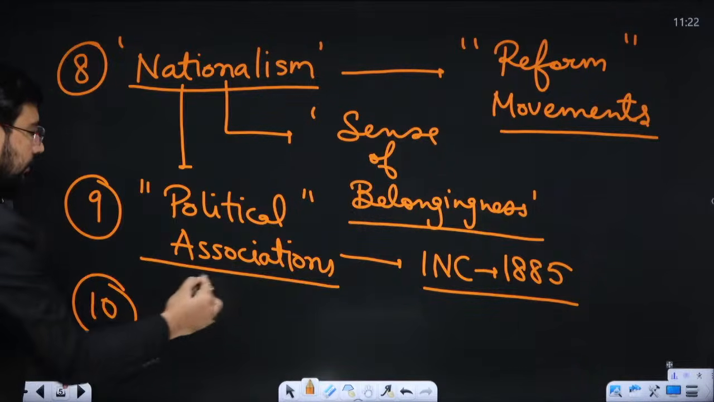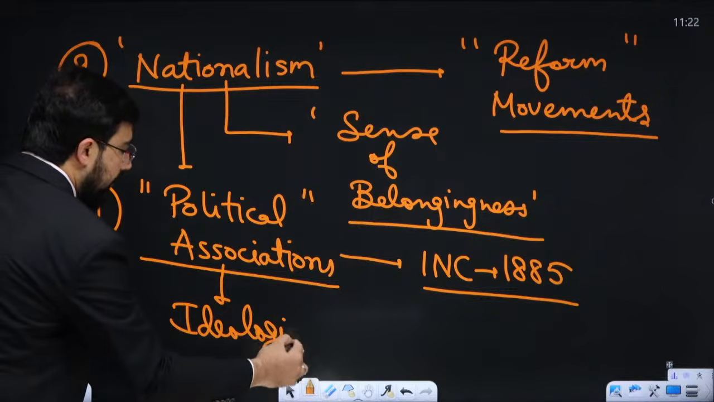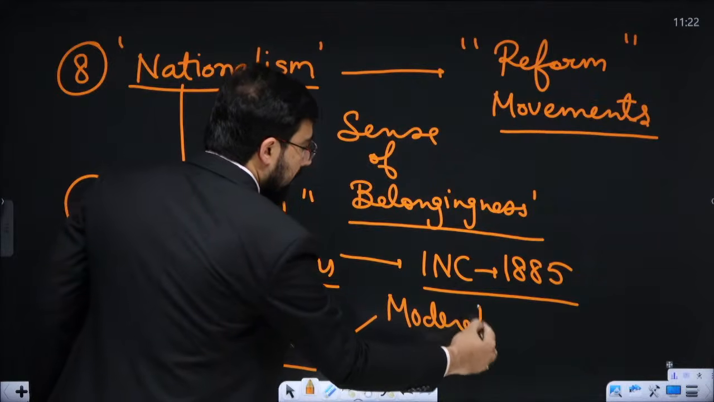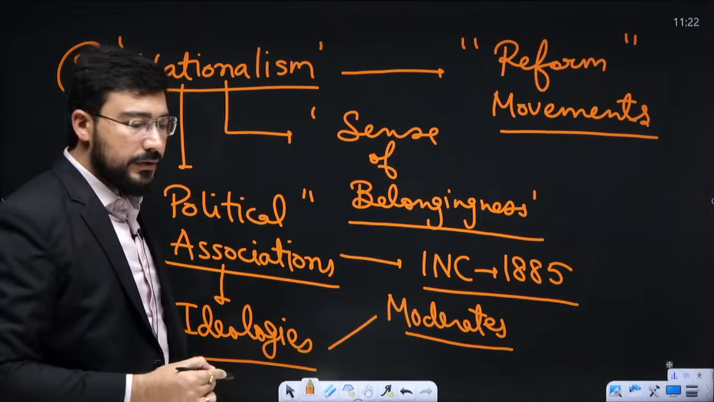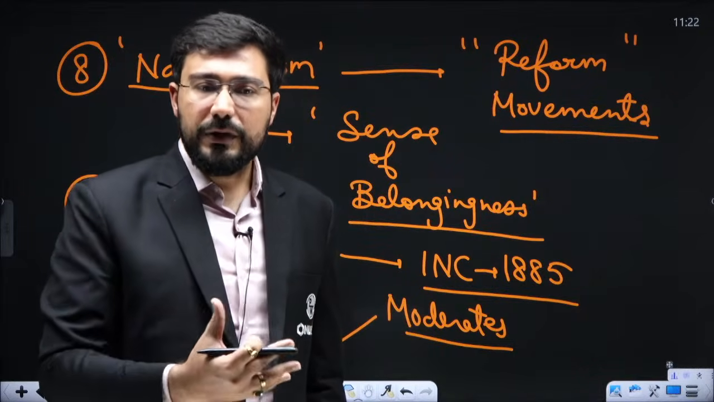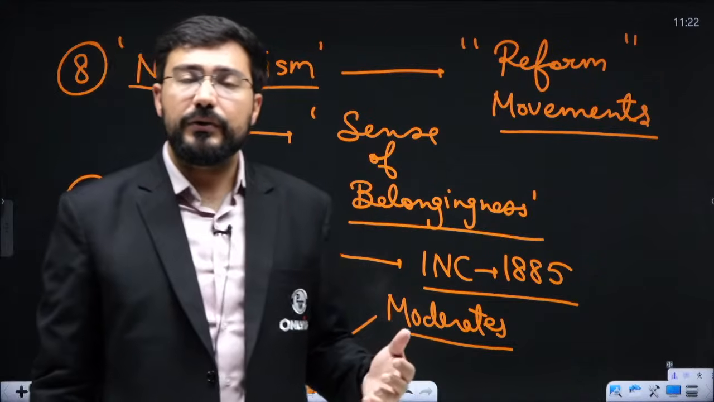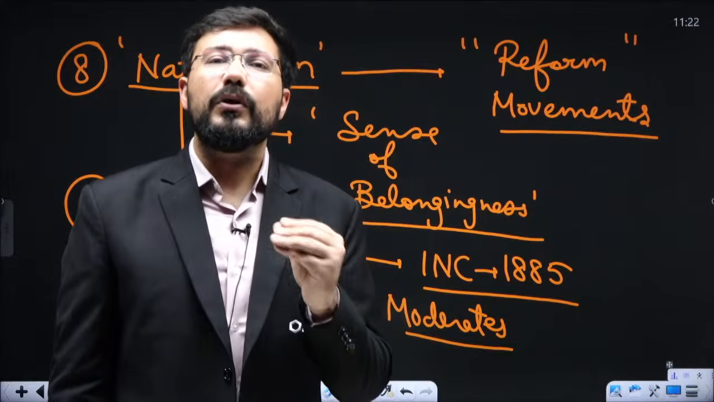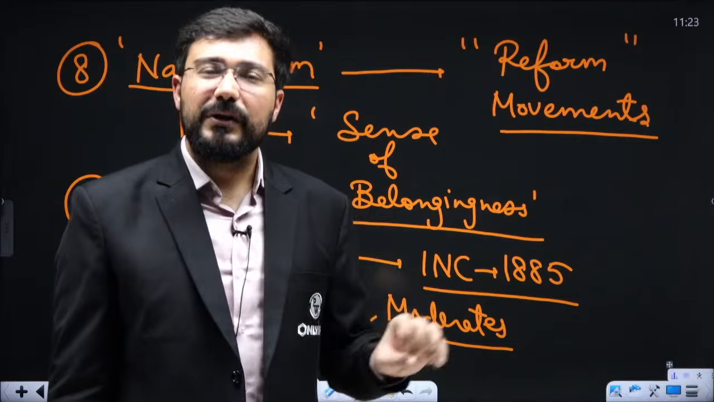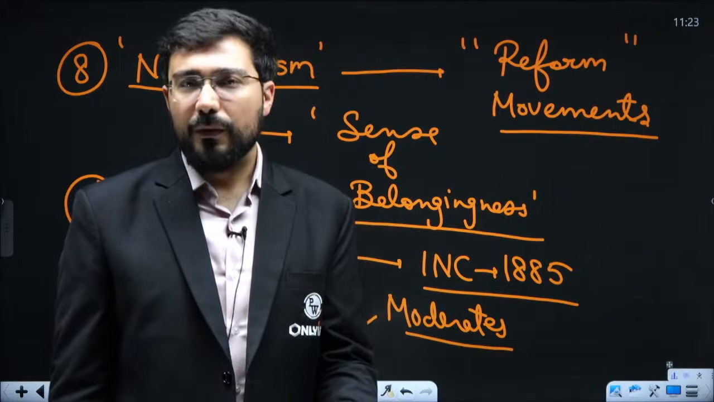Then we see different kinds of political ideologies, because political ideologies differ a lot. Initially, we saw the rise of the group known as the moderates: people like Dadabhai Naoroji, Gopal Krishna Gokhale, Firoz Shah Mehta, Surendranath Banerjee. They were labeled moderates because they asked for reforms in a very polite manner. They said, please give us some reforms in the civil services, please reduce the drain of wealth. They asked for basic reforms in a very gradual form.